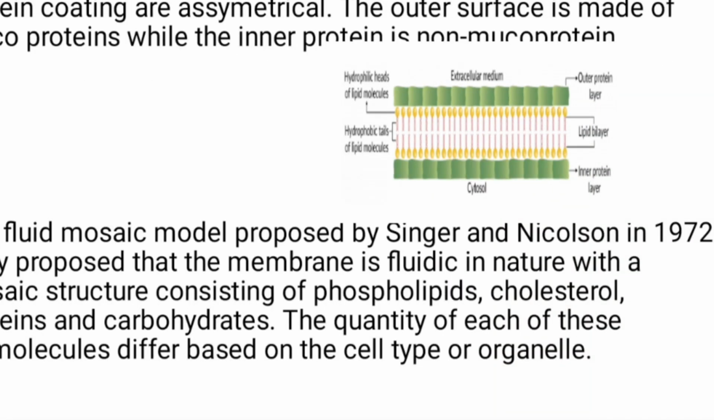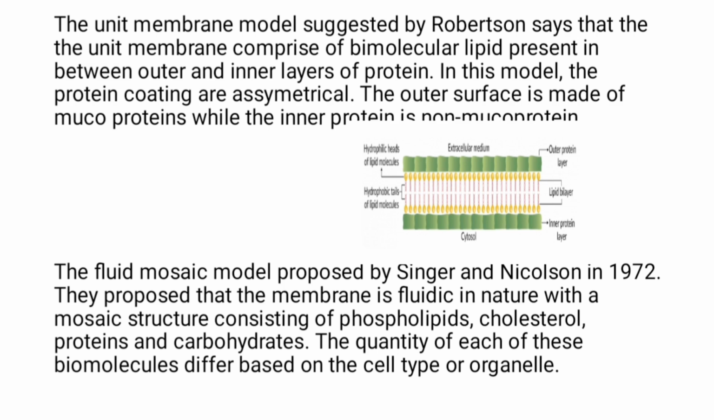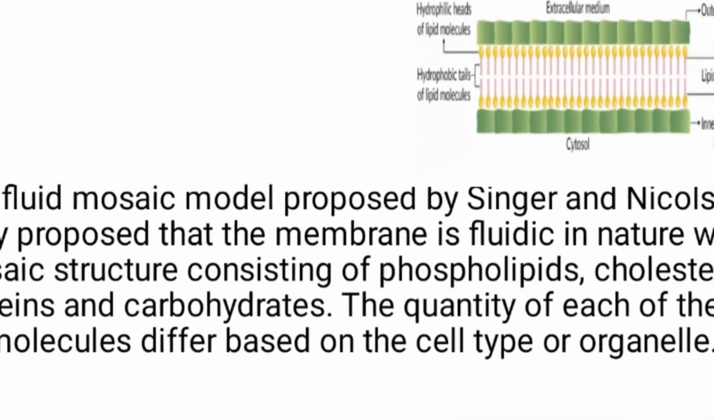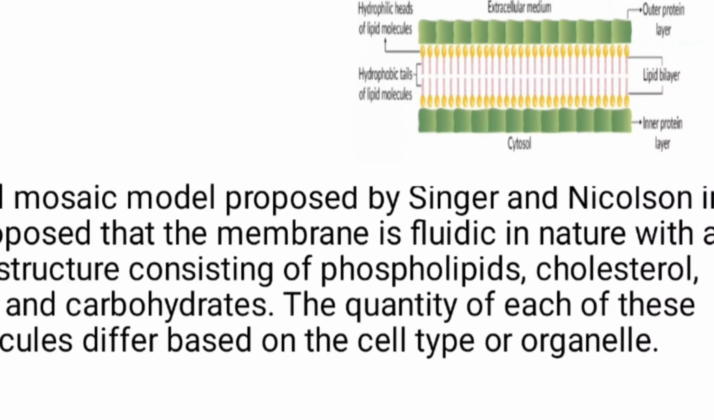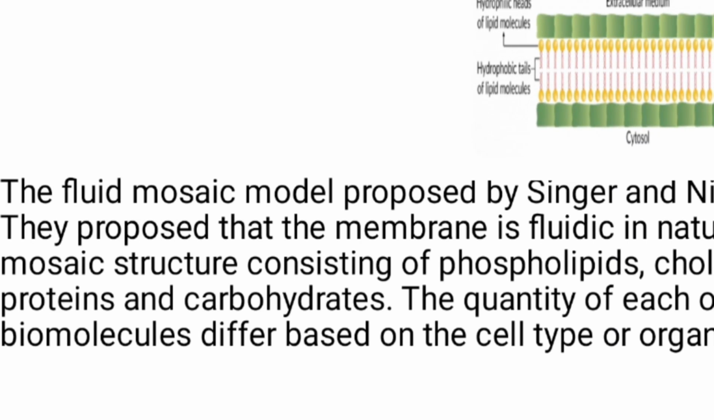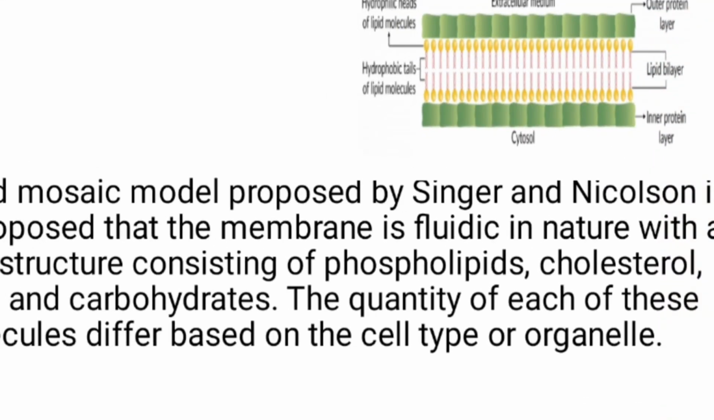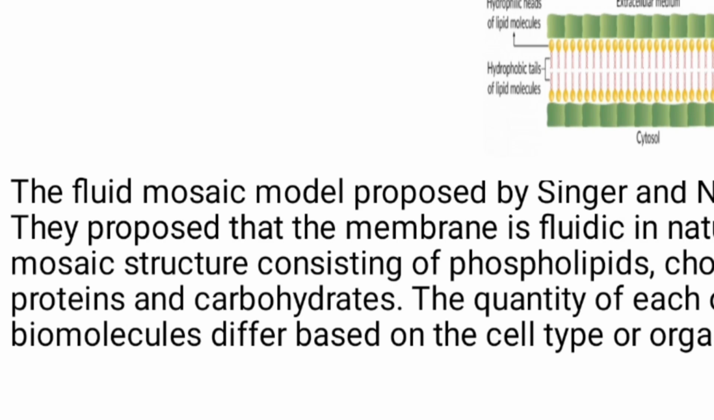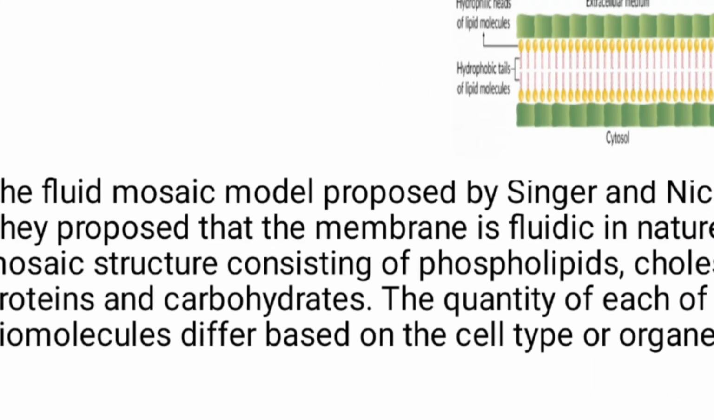Then the next model is known as the fluid mosaic model, which is the fourth one. It's proposed by Singer and Nicholson in 1972. This particular model proposed that the membrane is fluidic in nature with a mosaic structure consisting of phospholipid, cholesterol, protein, and carbohydrate.